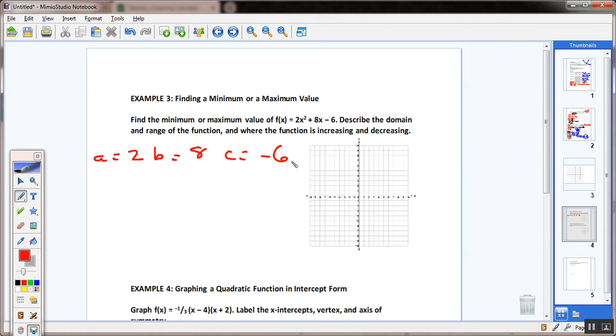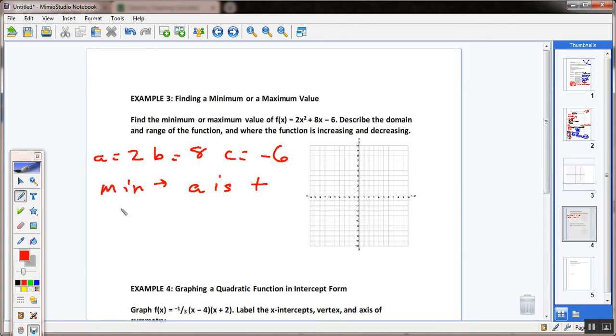Okay. All right, so let's talk. We know we're going to have a minimum. I know we're going to have a U shape. So I'm just saying, you know what? We may not even need to sketch this over here. We know we're going to have a minimum because A is what kind of value? Positive. A is positive. All right. So let's find that minimum value. The minimum value is simply the vertex.